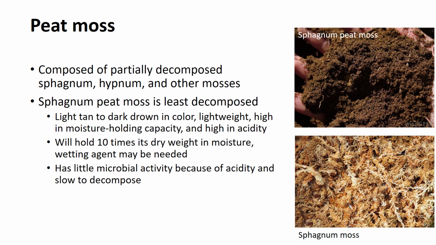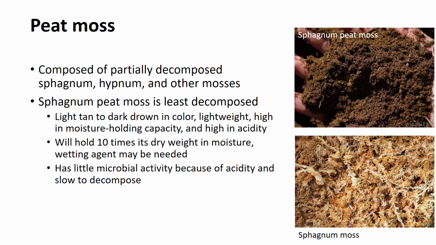Sphagnum peat moss is the least decomposed of the three types of peat. It is light tan to dark brown in color, lightweight, high in moisture holding capacity, and high in acidity. Sphagnum peat moss will hold 10 times its dry weight in moisture, and because of its high acidity, it has little microbial activity and it is slow to decompose.